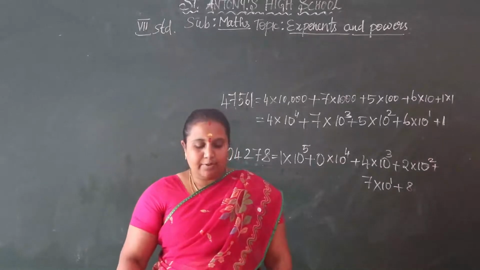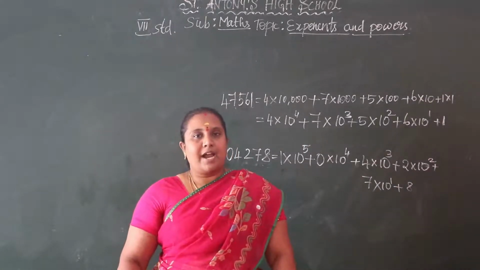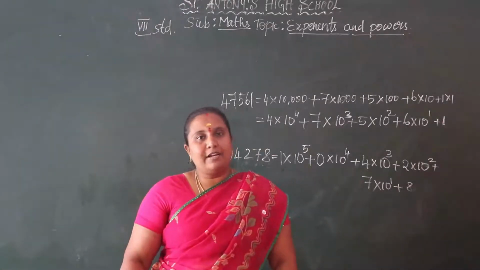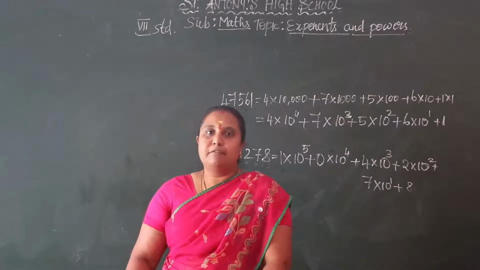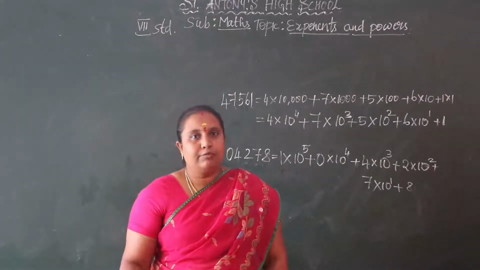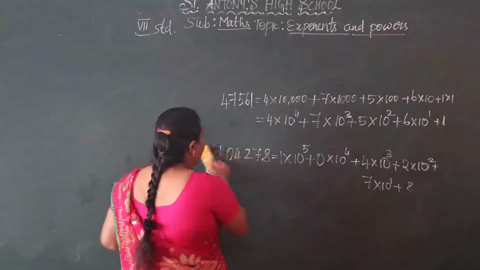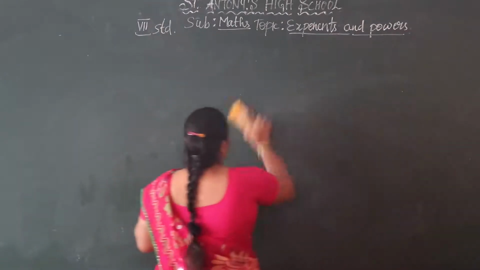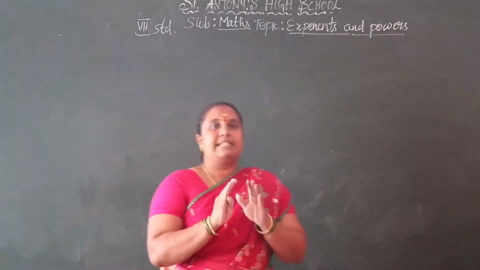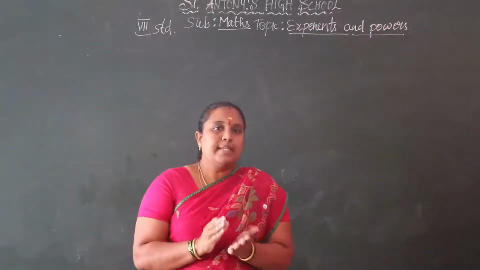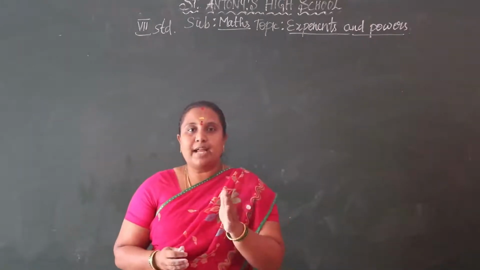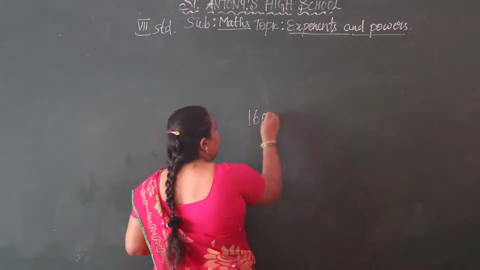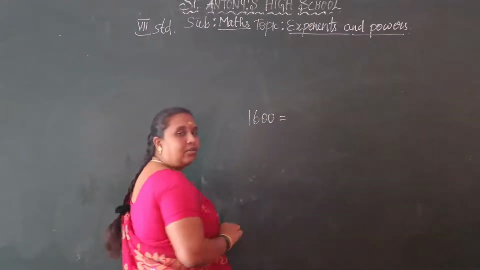Then we have expressing large numbers in the standard form. Very large numbers we have to write in the standard form. Standard form means in the exponential form. So we have to find out how to write. Let us take from the small numbers to the biggest numbers. For example, 1600. We have to write that in the short form. So how to write 1600?